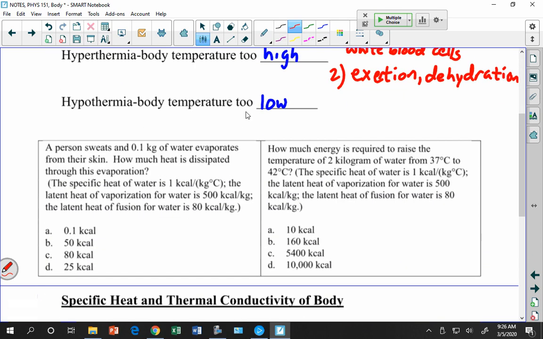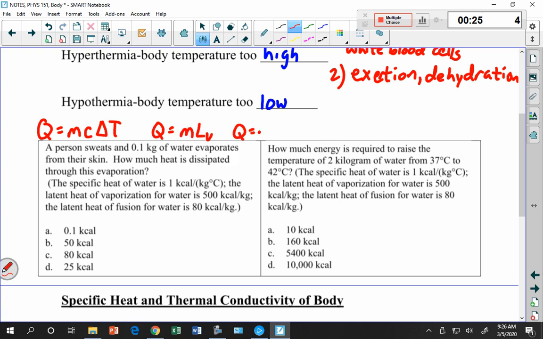Okay. Let's try this question, the one on the left. I'm going to remind you of the equations that we had before, our calorimetry equations. Q equals mc delta T. Q was equal to m times LV, or Q was equal to m times LF, where LV is the latent heat of vaporization and LF is the latent heat of fusion.